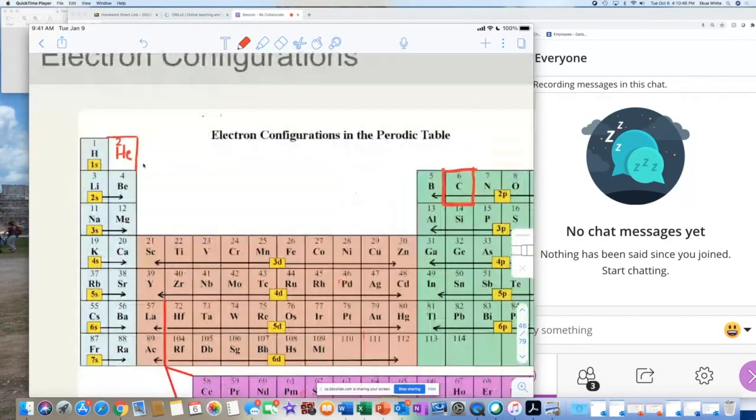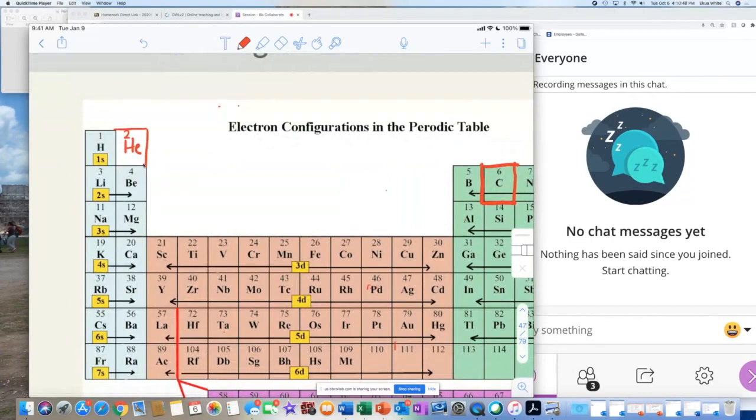Please notice where the elements are corresponds with the electron. Electron number 1, this is where it belongs, or this is where its location is. Electron number 2 is right here. Electron number 3 is here. Electron number 4, and so on and so forth.